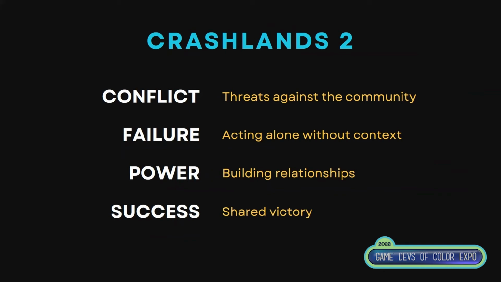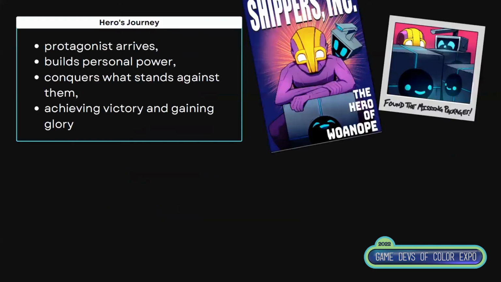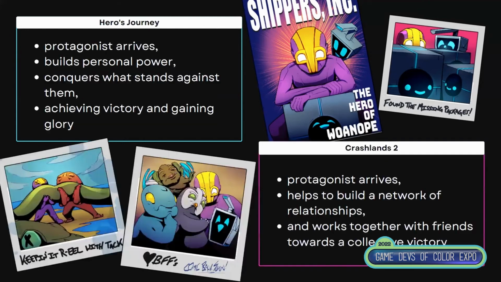If the hero's journey narrative arc is protagonist arrives, builds personal power, conquers what stands against them, achieving victory and gaining glory, then in contrast, we want the central story arc of Crashlands 2 to be protagonist arrives, helps to build a network of relationships, and then works together with friends towards a collective victory, which is a story that seems closer to the truth anyway.